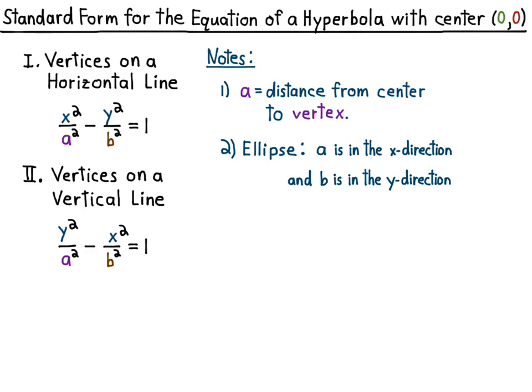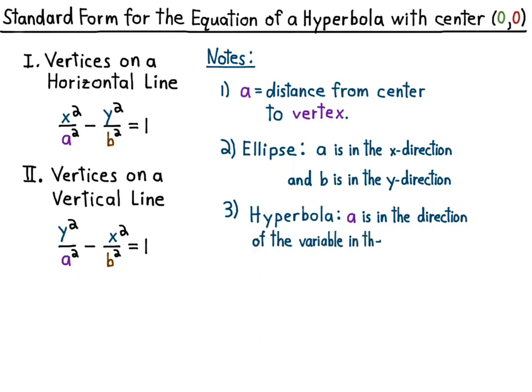How did you tell which one is a? For an ellipse, a is always with the x. But with a hyperbola, a is not always with the x. It's always in the positive term. Okay? And that happens to mean that with the number a, you go in the direction of the letter that's over it. I already said this once, right?